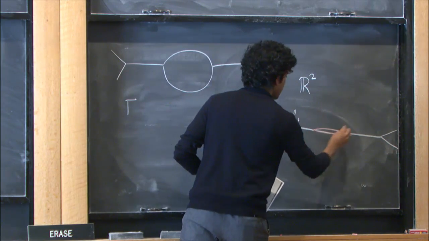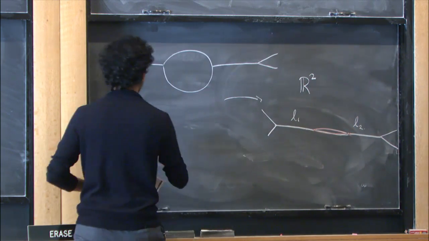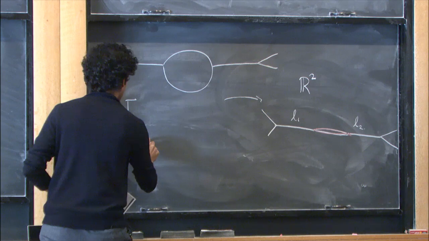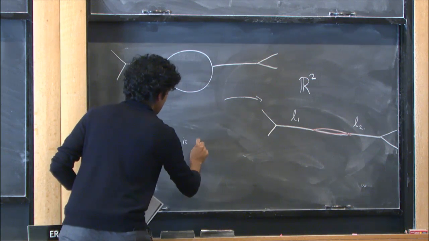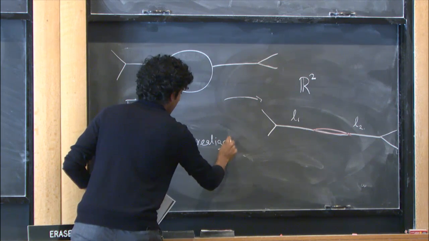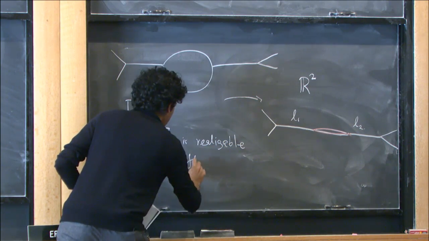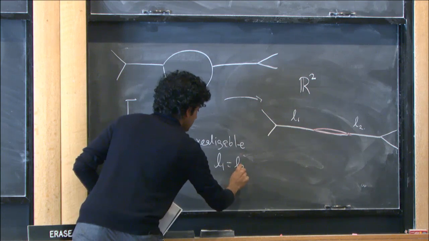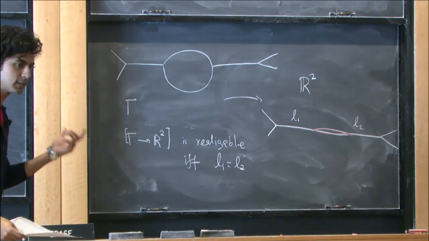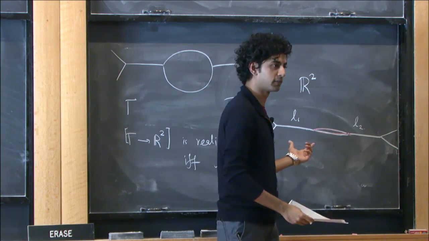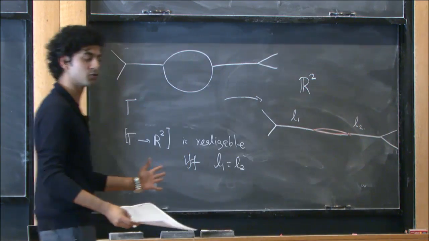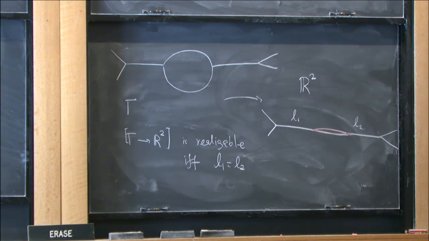So the condition that Speyer noticed is that gamma to R2, meaning this thing here, is realizable if and only if L1 equals L2. So there's some explicit piecewise linear condition on the edge lengths. If these two edge lengths are not equal to each other, then there's no algebraic curve that this comes from. And if they are equal to each other, then there is some algebraic curve that it comes from.